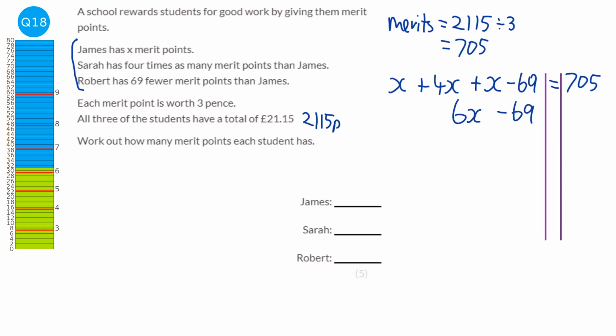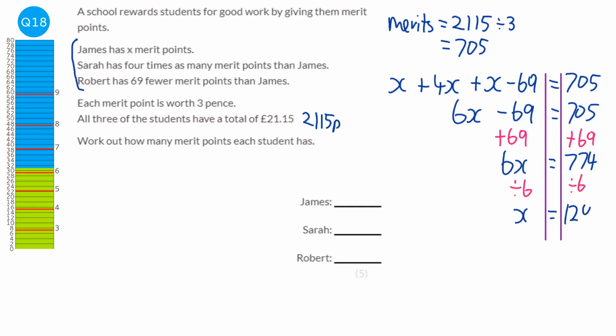Minus 69 equals 705. And we're going to add 69 to both sides. So we've got 6x equals 774. Then we're going to divide both sides by 6. And so we've got x equals 129. So x equals 129.